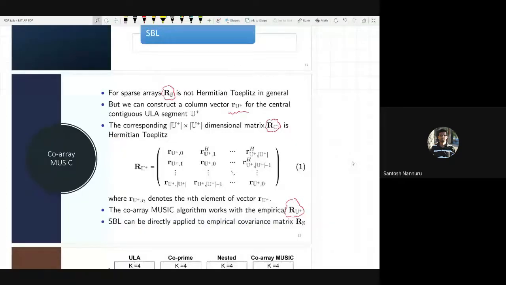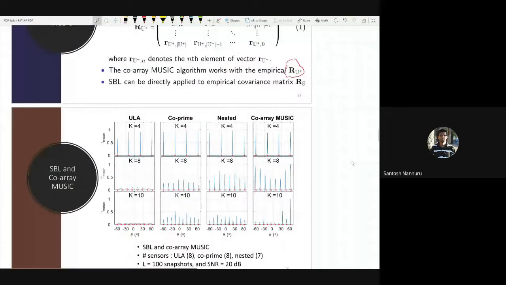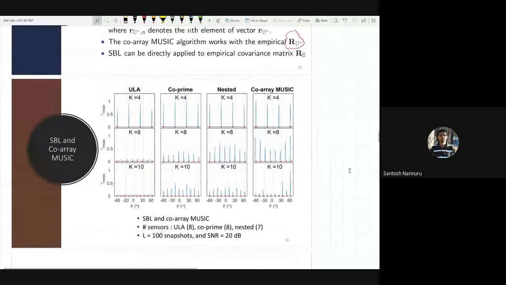Okay. So then I have a bunch of results. Here I am comparing SBL and co-array MUSIC. The first three columns are three different array types. The first three columns are all SBL algorithms, and the last column is co-array MUSIC. I think co-array MUSIC is applied on either co-prime or nested. I forgot which of the sparse arrays.